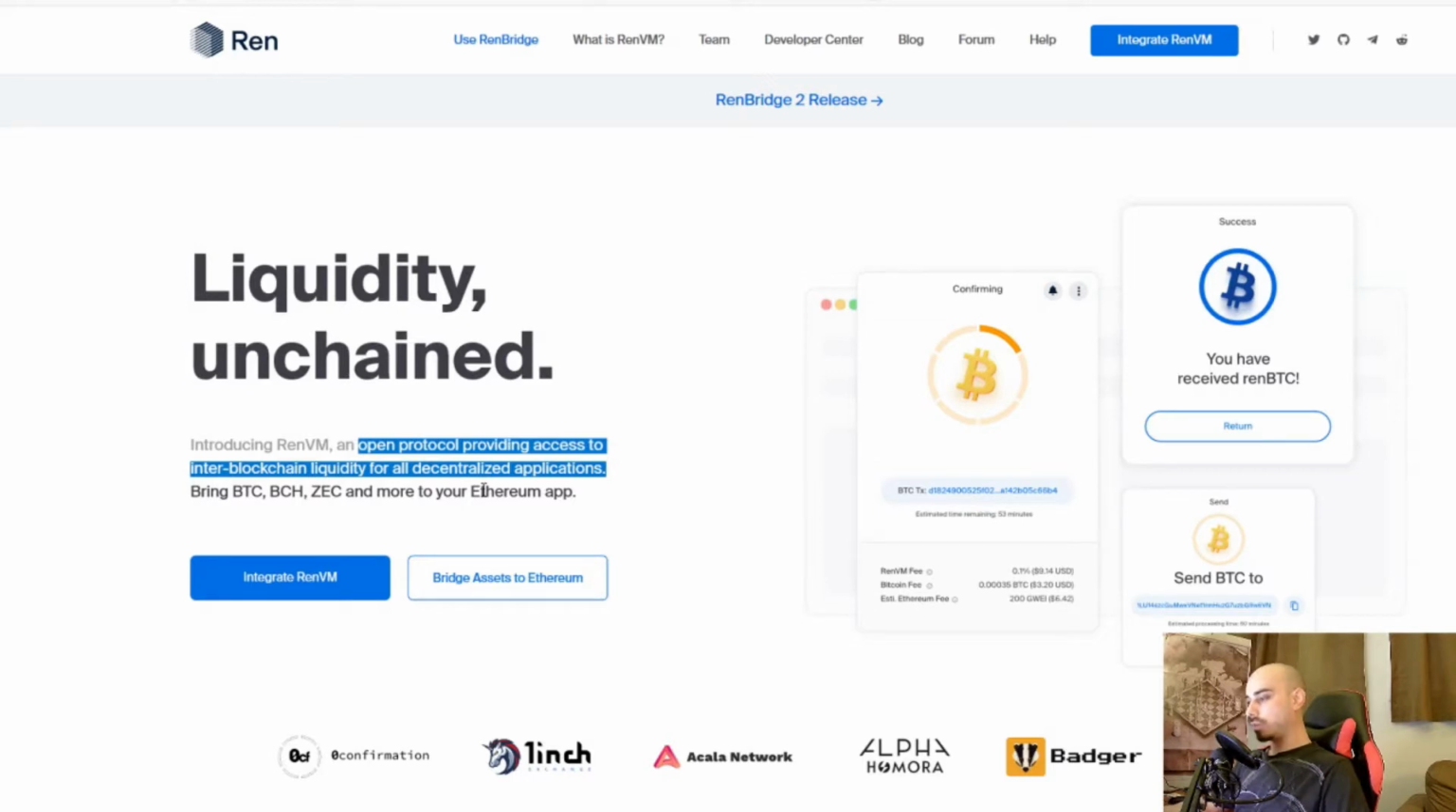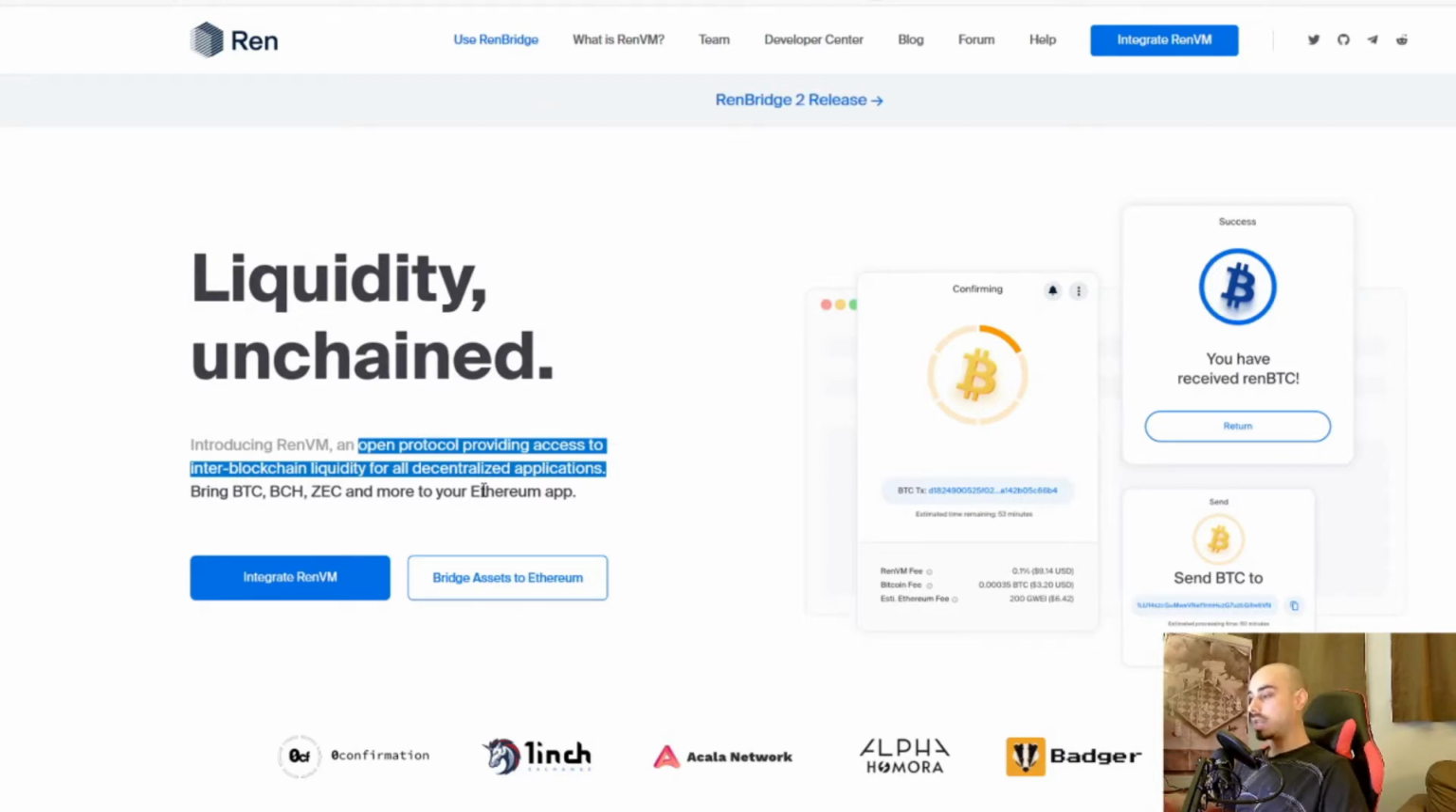For example, if you own some Bitcoin, but you would like to interact with some DeFi applications on the Ethereum network, well, there is no other way than to bridge that Bitcoin asset onto an Ethereum token that is equivalent to your Bitcoin asset, but will be on the Ethereum network as an ERC20 token. So that's where the Ren BTC comes in, which is the pegged version of Bitcoin, but on the Ethereum network. And that allows essentially your Bitcoin to be used on many different applications.